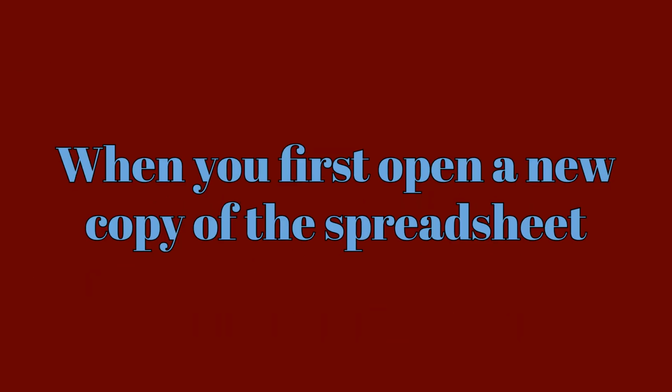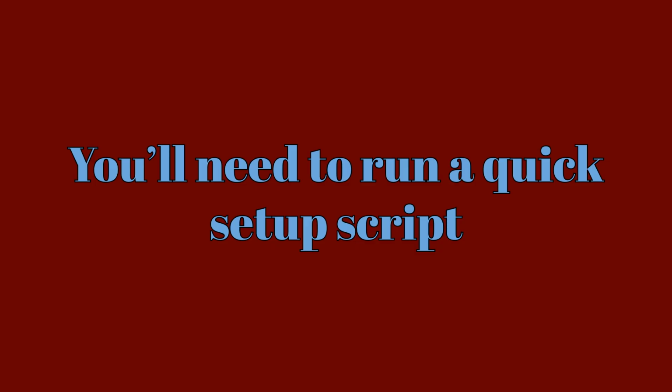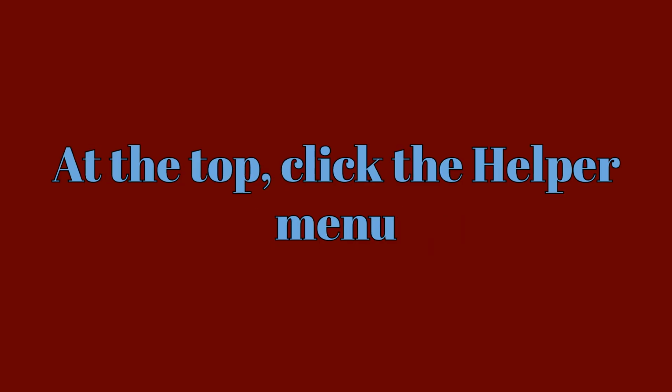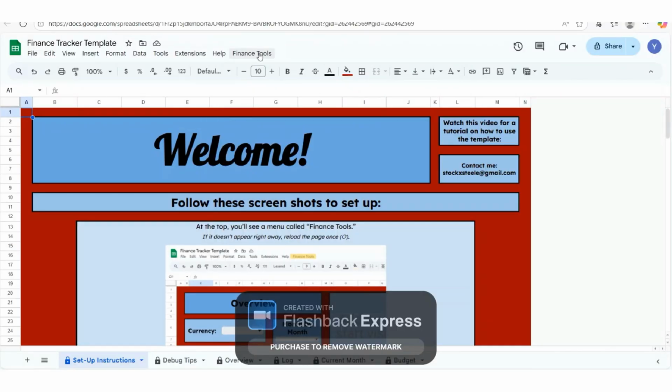progress. When you first open a new copy of the spreadsheet, you'll need to run a quick setup script. At the top, click the Helper menu and select Financial Tools. If you don't see it right away, just refresh your page. It should pop up after that.